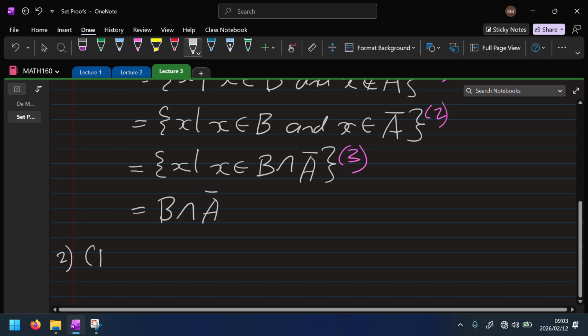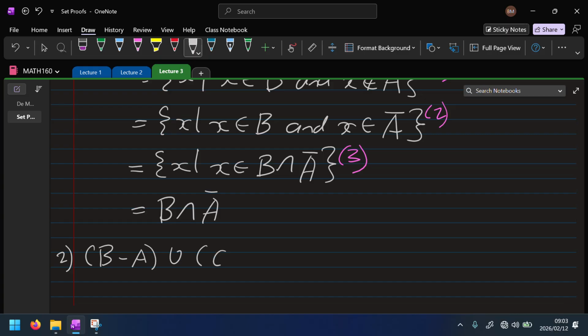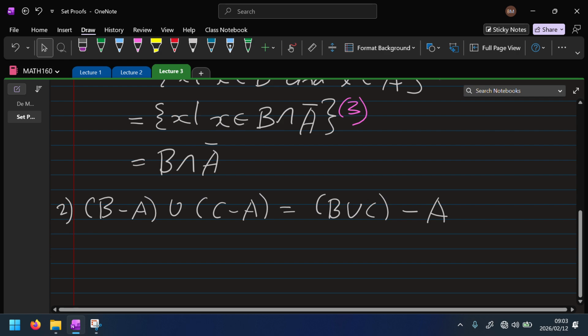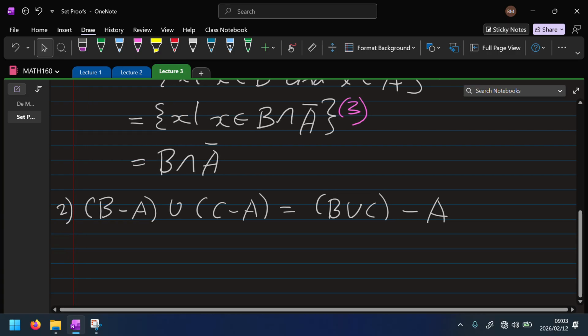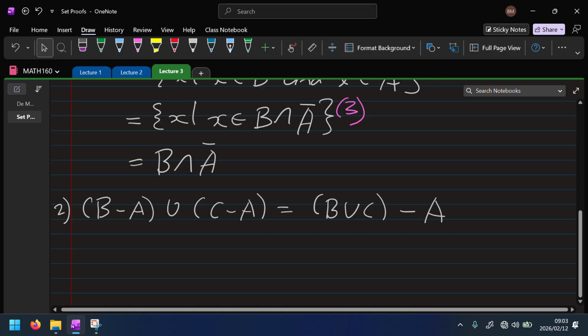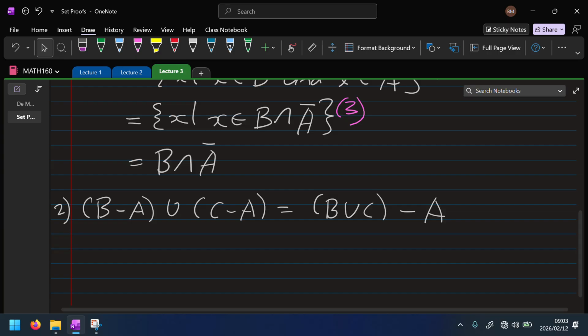So here we have B minus A union C minus A is equal to B union C minus A. So this is another identity. Okay, there's like hundreds of these. Okay. So a lot of examples to work through. So what we want to do, same as before, we start on the left-hand side, expand it out using the definitions, simplify, and we hope to get to the side over here.